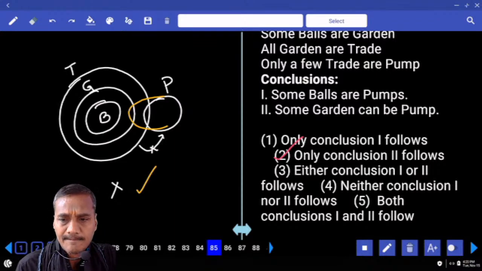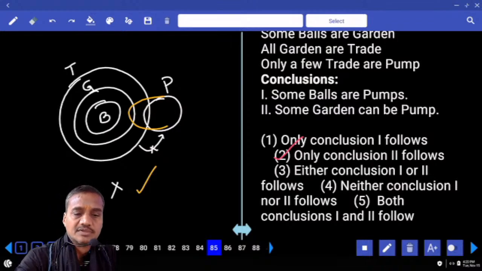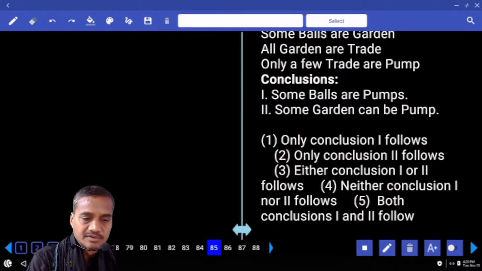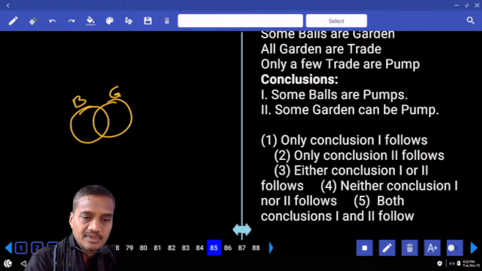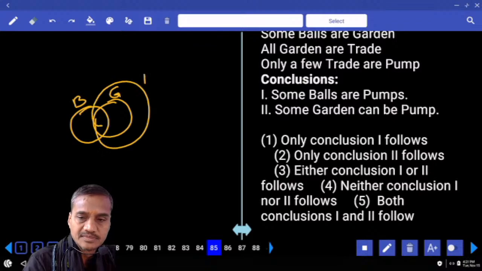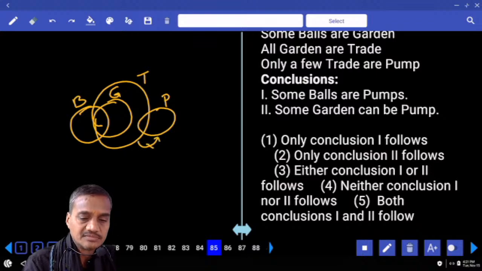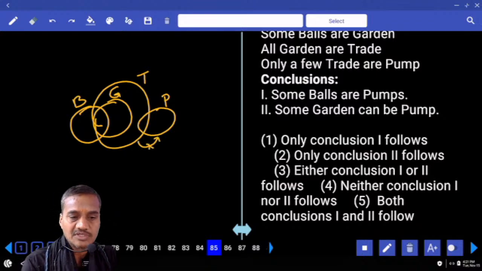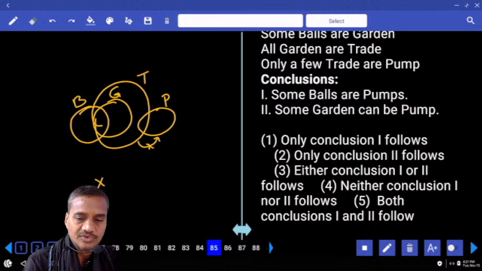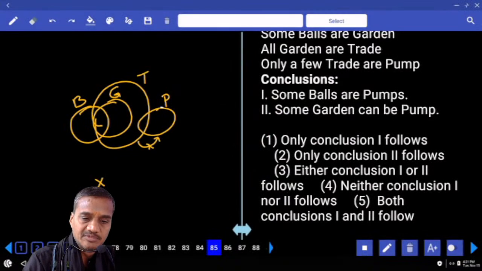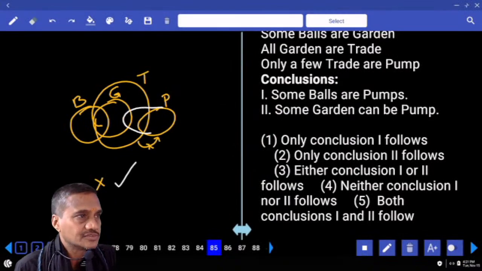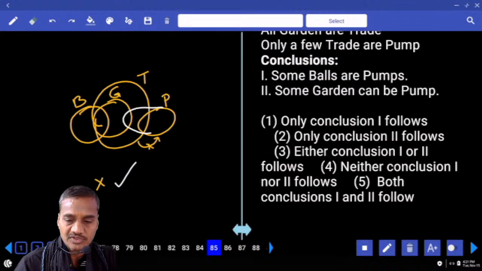Some balls are, sorry. Now some of the balls are garden. No, some balls are garden. Here ball is here, garden is here. And this all garden is trade. And only a few trade are pump. Only some of the trade are pump, but not all. Then first one, some balls are pump. Ball is here, pump is here, no intersection. Some garden can be pump. Garden and pump. Now I can write garden like this. That is definitely true. And so what is your answer? Only 2 follows. That is question number 85.